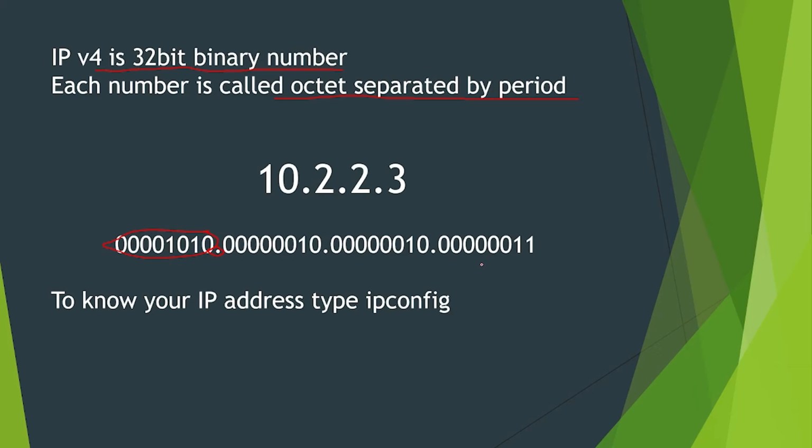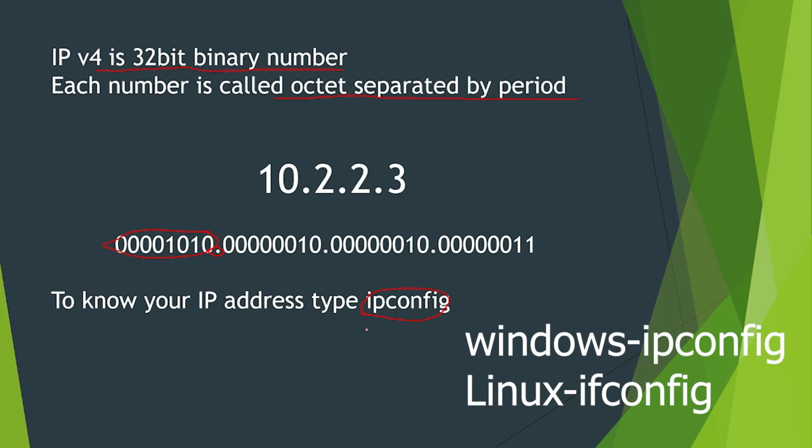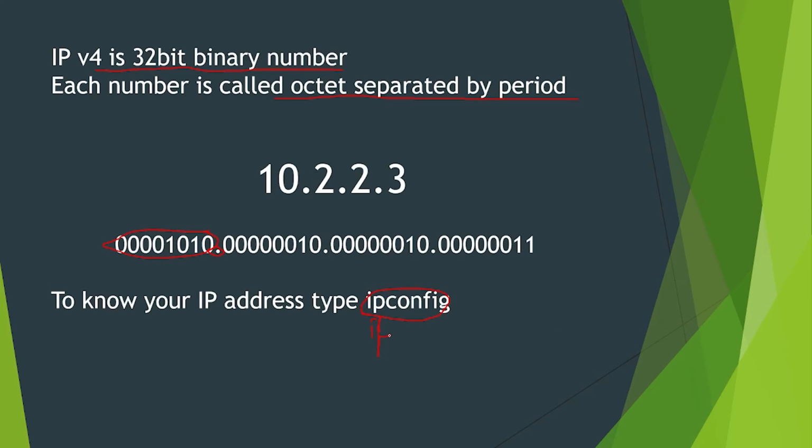If you are a computer student or studying something related to communication, you will study number conversions, like decimal numbers to binary digits. If you want to know your IP address, on a Windows machine you will use ipconfig, and on a Linux machine you will use ifconfig.